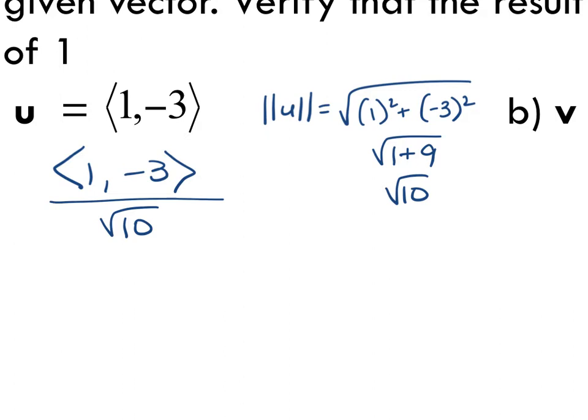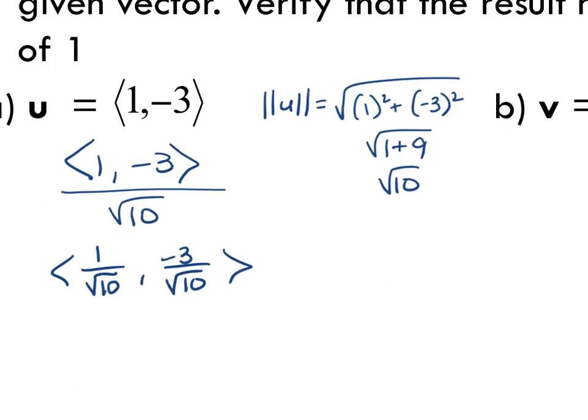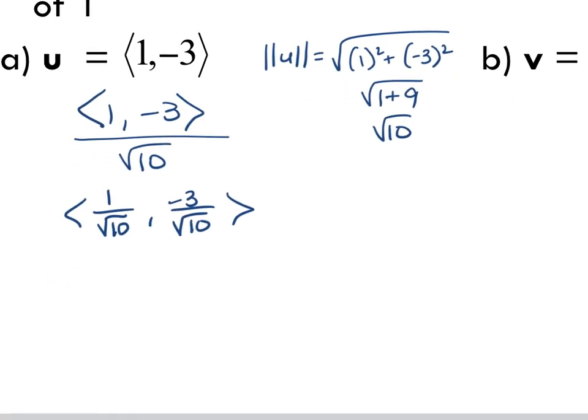Now I split that up and give them both the denominator because I want it to be in component form. If that was a whole number in the bottom, I'd leave it alone, but because this is a square root, I have to rationalize. So I multiply both the top and the bottom by the square root of 10. And I get square root 10 over 10, negative 3 root 10 over 10.